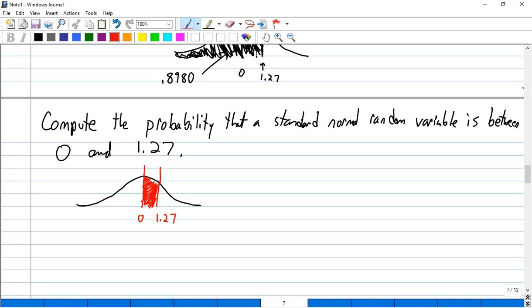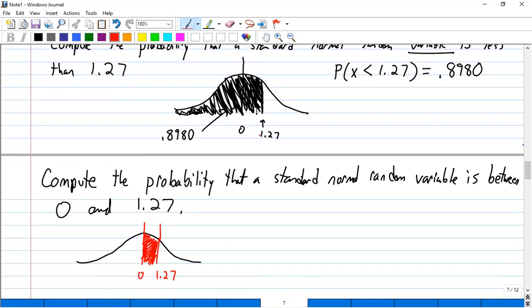So how do you think we could use the tables to find the area between the two? I know how to find the area all the way up to 1.27, right? I just look at that in the table. I go to the z of 1.27 and I got 0.8980. Well, I want to know this area here.